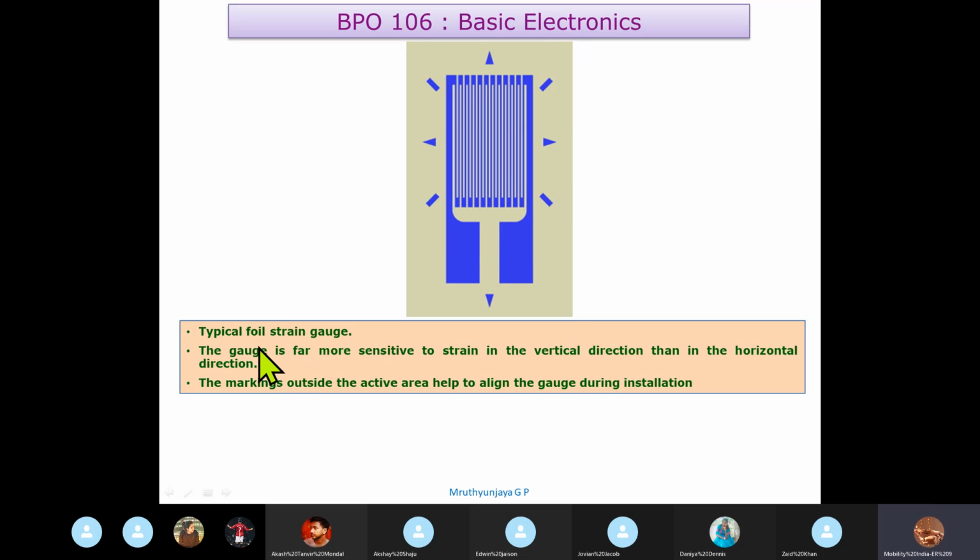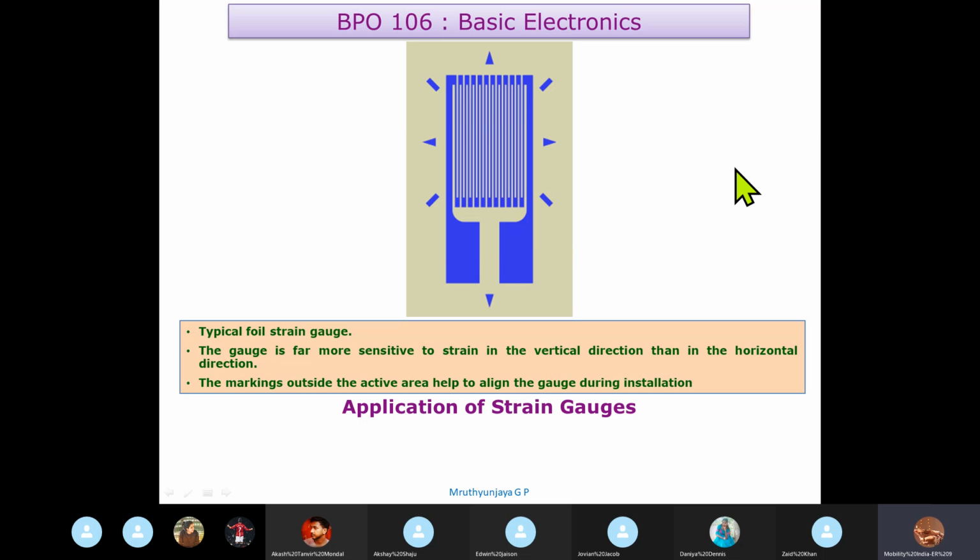The diagram here is a typical foil strain gauge. The gauge is far more sensitive to strain in the vertical direction. You see, it is very sensitive in this direction, not very much in this direction. The marked active area helps to align the gauge very easily. When we are installing and using this strain gauge, we must orient it in such a way that the forces act in this direction of the gauge, not in this direction, because the response is greater when the gauge is stretched in this direction.